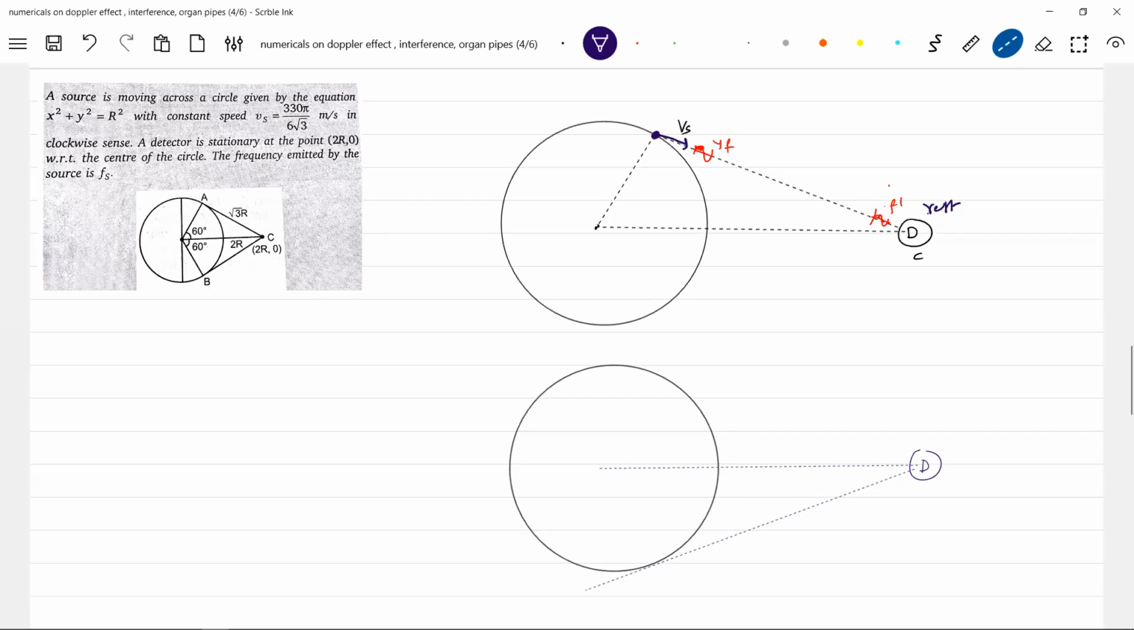I should draw a tangent to the circle, no? Yes. No. Here the source is here, and it will have velocity. So in this case, it will generate a wave. Now also it will generate a wave. So when it generates a wave, that wave will be received by the detector.